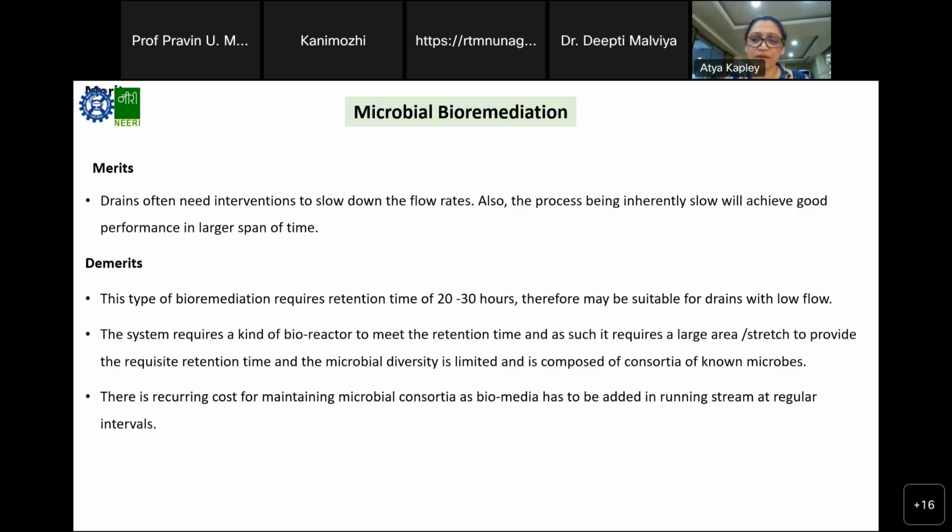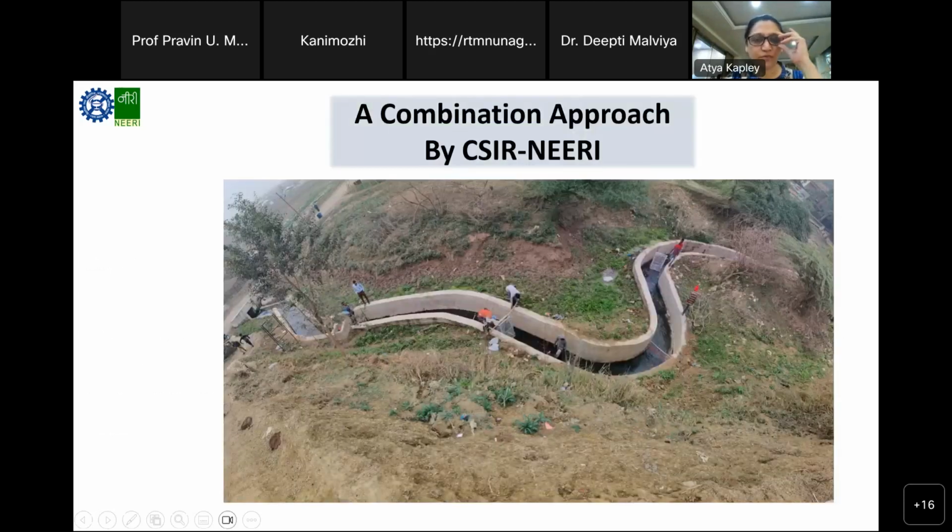And you require a bioreactor kind of setup. The recurring cost is there, and maintaining this bacteria to grow them in large numbers is also a challenge. So what we did at NIRI, we made a combination of all these.